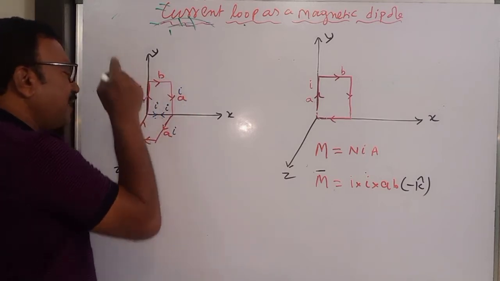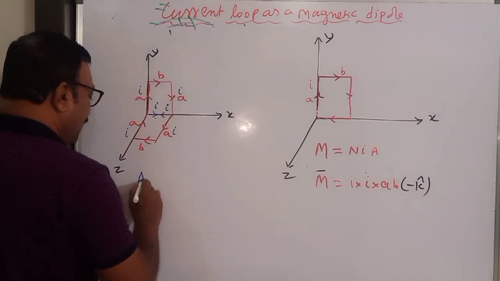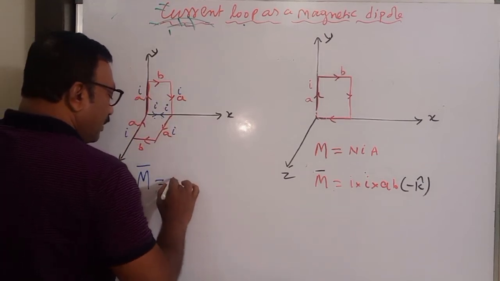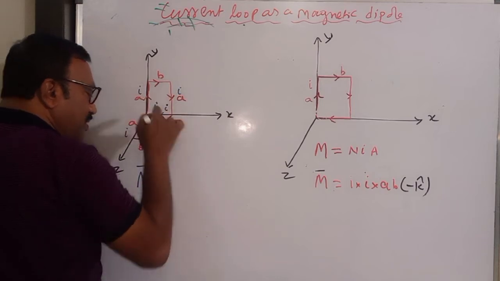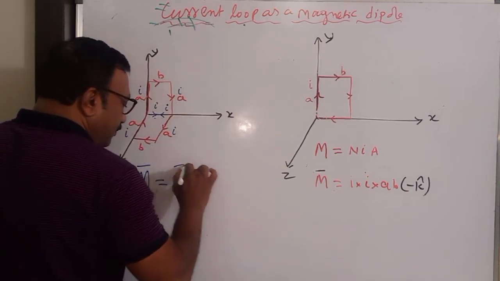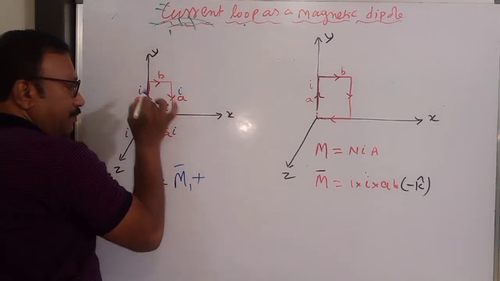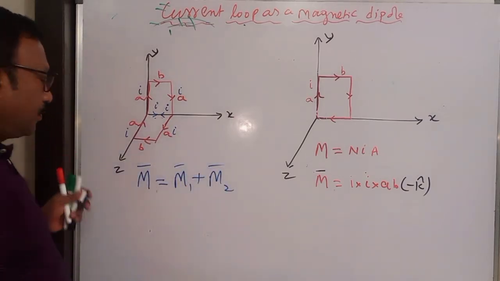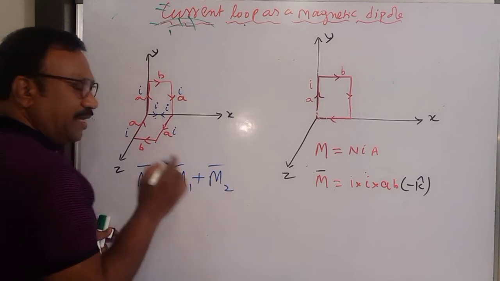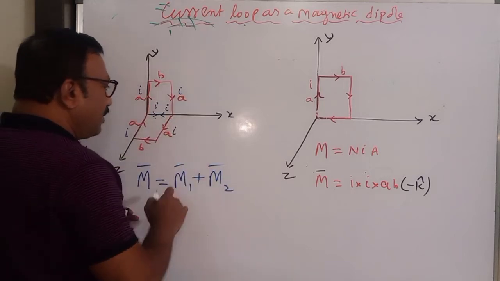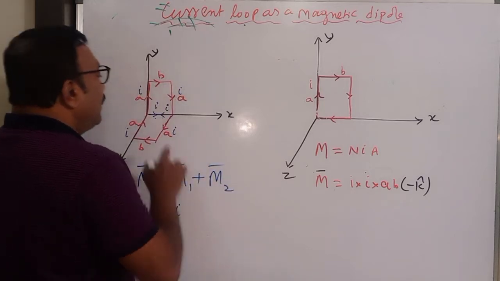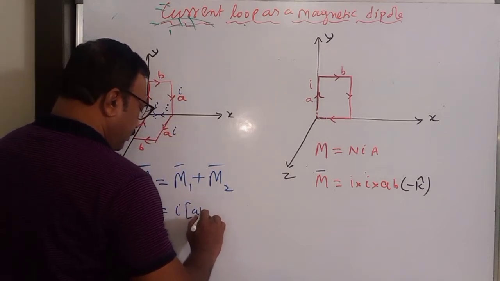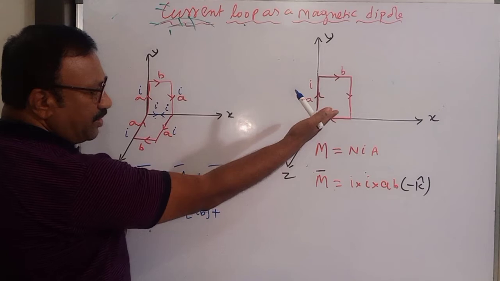What is its magnetic moment? Let the magnetic moment of this system be m bar. This is the magnetic moment of the first one, loop 1, and this is loop 2. So this is m1, n into I into A. Of course n is 1, I means I, area means AB. Direction we did just now here, minus k cap.